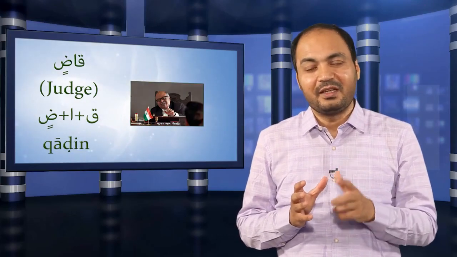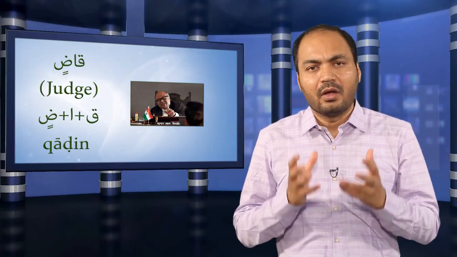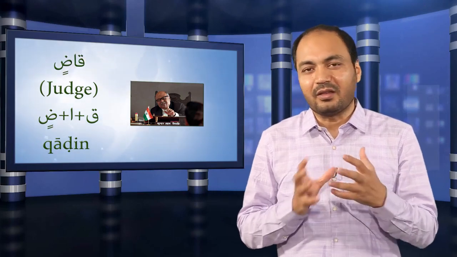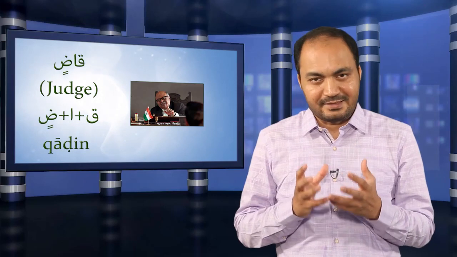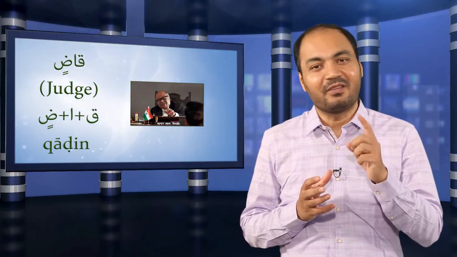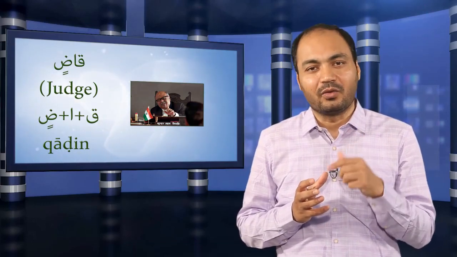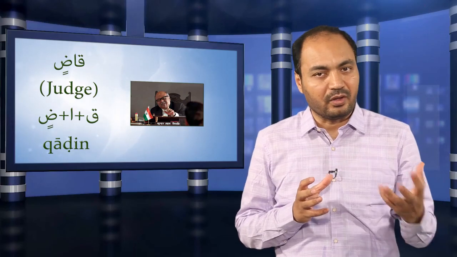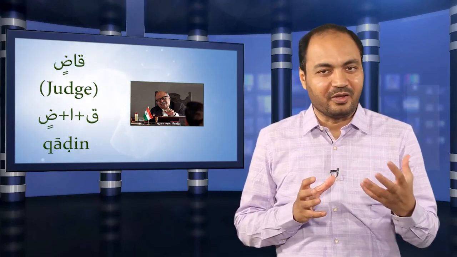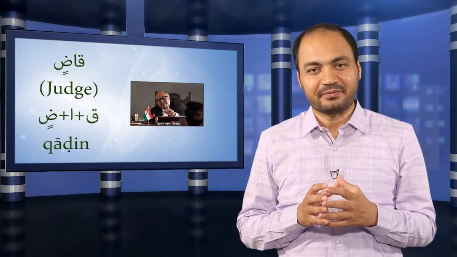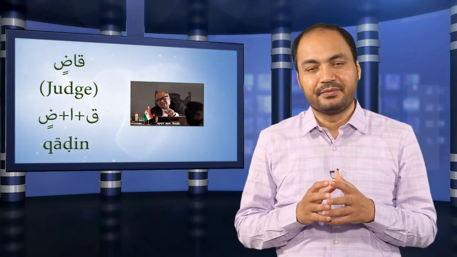So the word starting with qaf, a common Arabic word that you know, is qadi. It's a word you are familiar with, I am sure. Qadi is judge. It has two important Arabic alphabet letters which are difficult to pronounce. One is qaf and another one is dad. So, qadi. This is the pronunciation, qadi. Try to say it several times so that you can learn it properly. And qadi is judge.